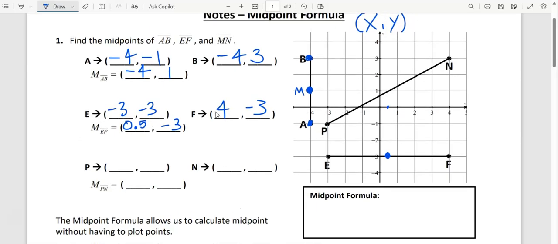Last one is P to N. P is -3, -1. N is +4, +3. Okay, so you should be able to find these points. Now, if you noticed, okay, PN vertically is just like AB, same vertical change. PN is the same horizontal change as EF.